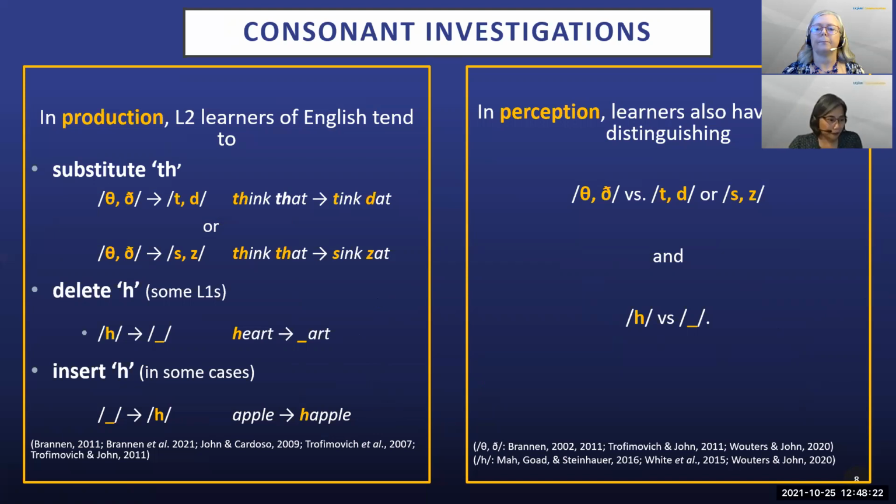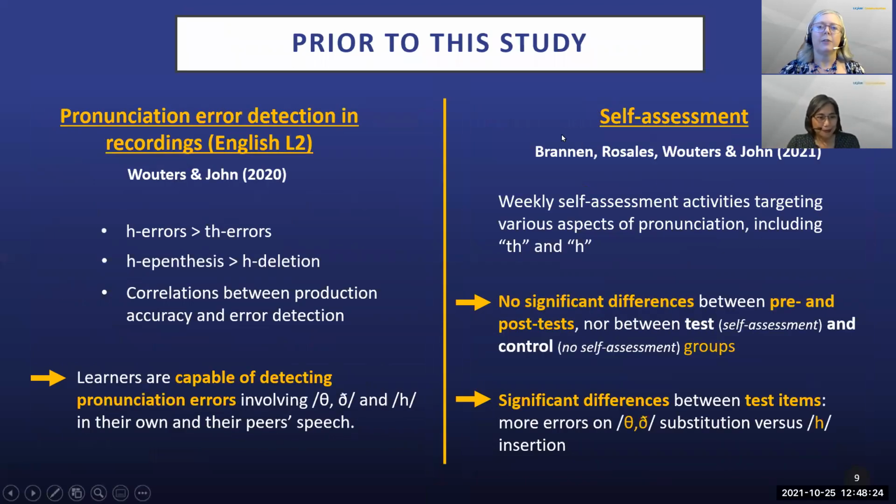Thanks, Emily. So our research project was inspired by a study by Wouters and John 2020. They looked at whether learners are able to detect their own pronunciation errors of TH and H. They found that learners were able to identify their errors and that errors on H were better perceived than errors on TH. And within the H errors, learners were better able to hear those involving H epenthesis than H deletion.